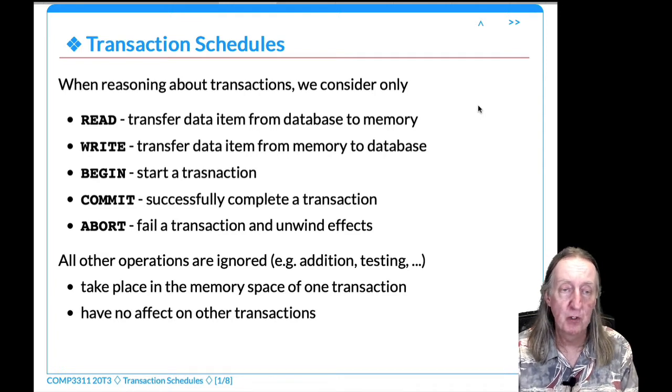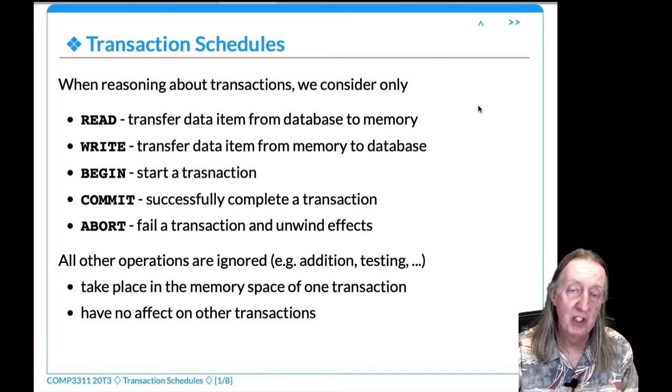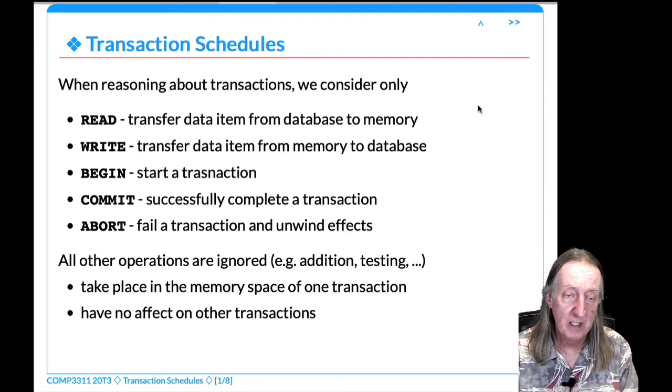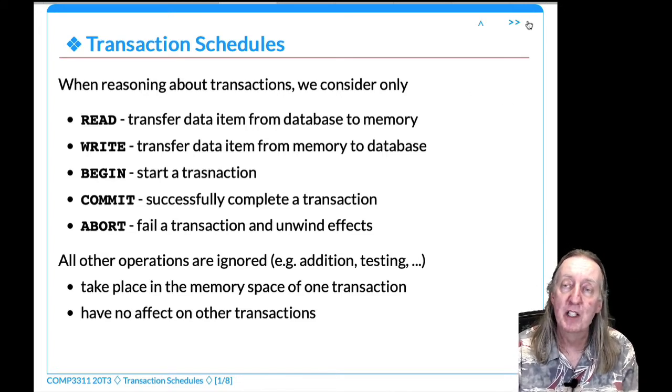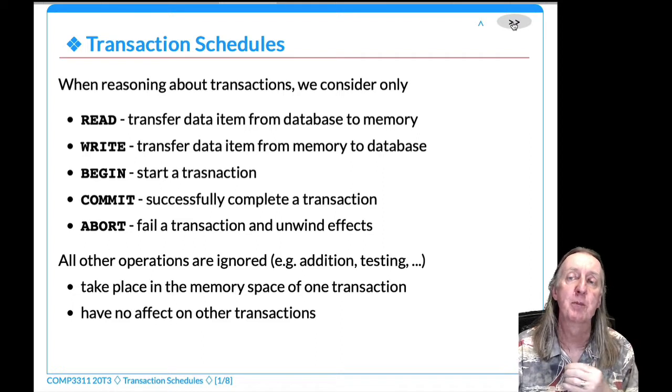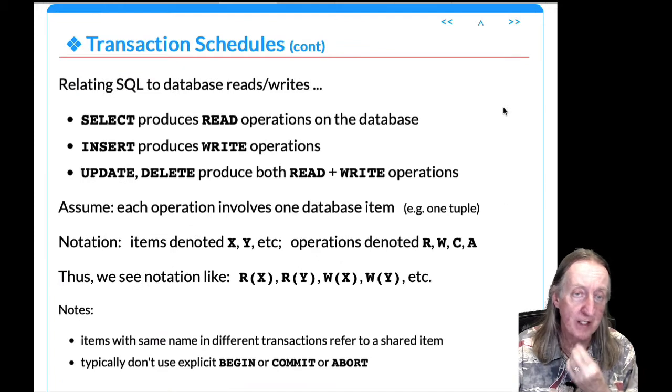The other operations, of course, that we've talked about with transactions are that you can start a transaction. You can commit a transaction and that will permanently make the effects of that transaction, or you can abort and it will unwind all of the effects. So, as I said, all the other operations are ignored. The interesting things and the place where interference might occur are the order that things are read and written.